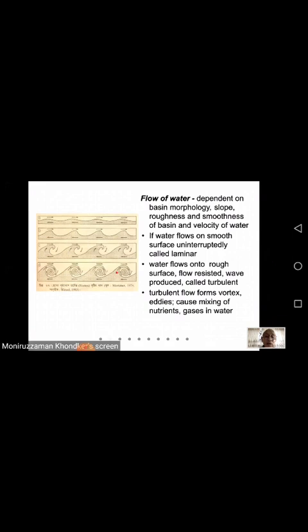Oxygen is needed for respiration for all sorts of aquatic organisms, and carbon dioxide is needed for plants to make photosynthesis. So in this process, the formation of vortex, and all the gases are then trapped inside the spirals, and then they get dissolved in water.